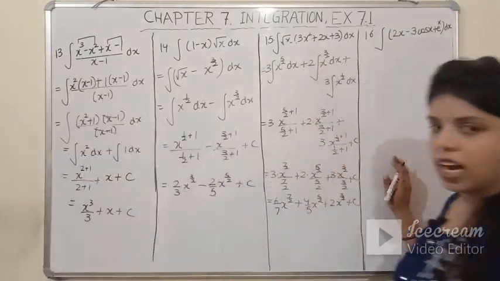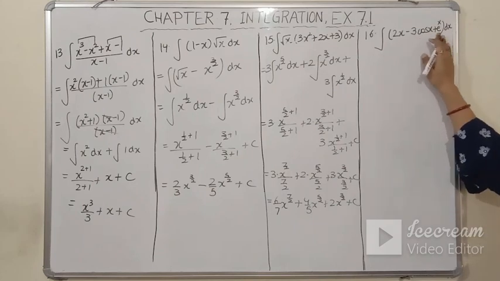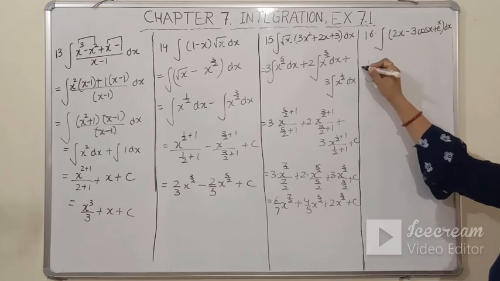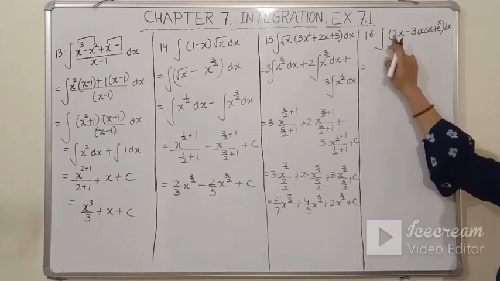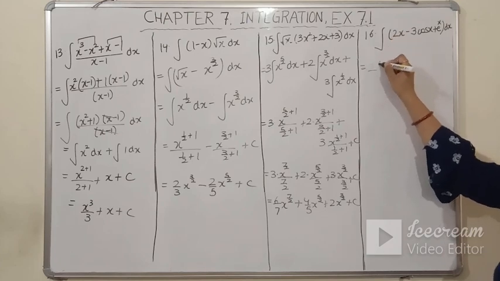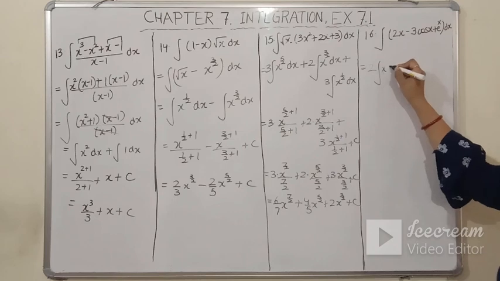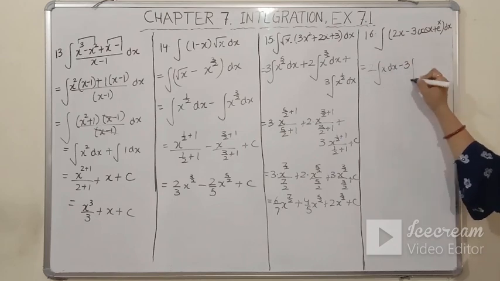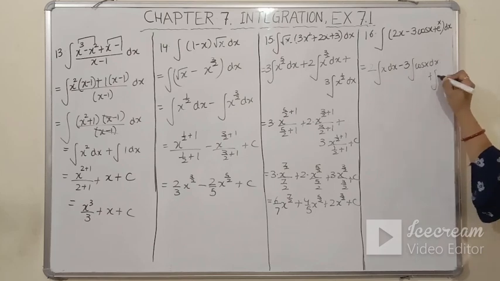The next question, that is question number 16, that is integration of 2x minus 3 cos x plus e raised to power x. Now just taking the integration operator over each term, and here we can see that 2 is a constant term. So first of all, we have to take it outside. So 2 can be taken outside, x dx, it becomes x dx. Minus 3 can be taken outside and it becomes integration of cos x dx plus integration of e raised to power x dx.